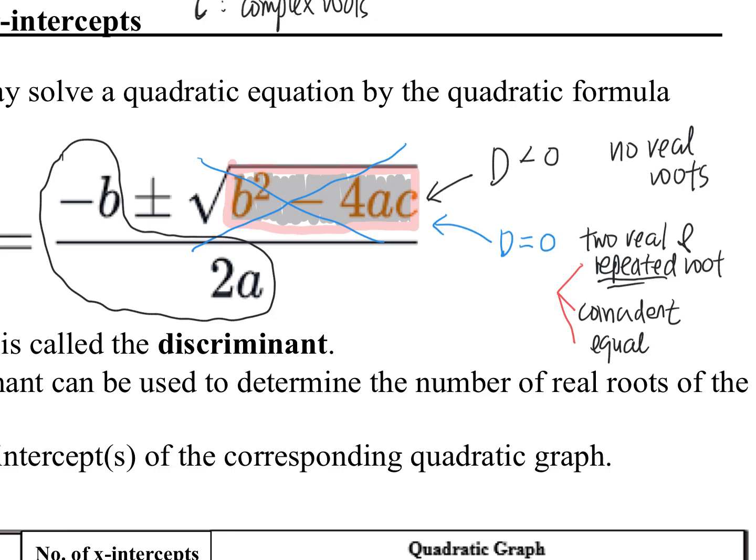Okay, last one. When it's positive, what will happen? When you square root a positive number, it will be valid, right? So you will end up having two solutions that are distinct, because it will be minus b over 2a plus that value, or minus b over 2a minus that value. So you will get two real and distinct roots.